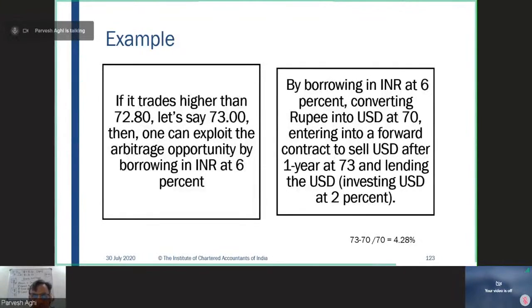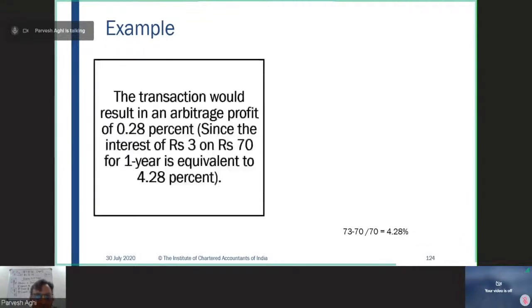So you have gained 3 rupees over 70 rupees. If you do your math, then you have gained about 4.28%. But since you have borrowed the money in India, you are paying a 6% interest rate and you have put that money, which was in dollars, in the US at 2%. So that means you are paying 6%, you are getting 2% and 4.25% as depreciation. So the transaction would result in an arbitrage profit of 0.28%.